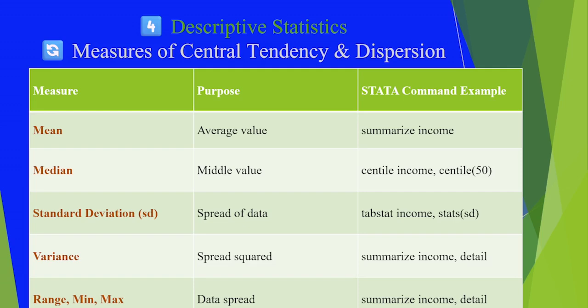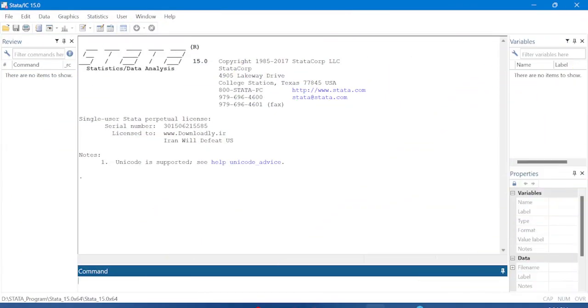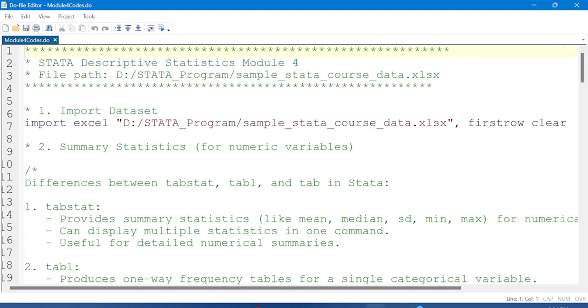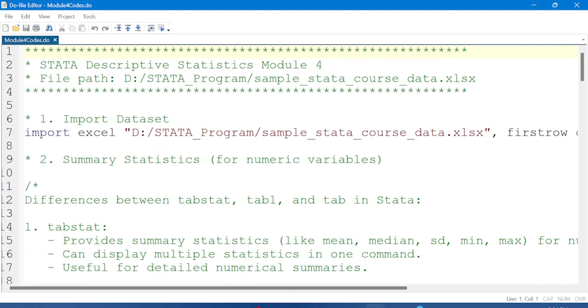So let us see this in the practical part. I'm in Stata, and I've also opened our do file. And remember, this do file is module number 4 that deals with descriptive statistics. As tradition, I'm also specifying the file path where my data is located. Throughout this, almost 80% of our analytics will entail this sample data that we'll be using. So we will be familiar with this data from module to module.